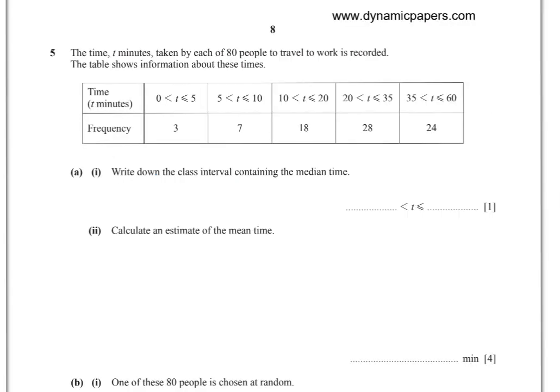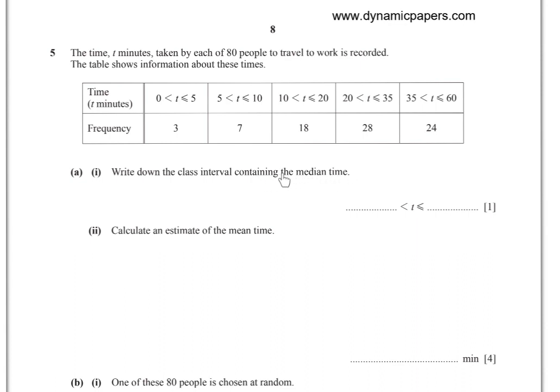Number 5, the time T minutes taken by each of 80 people to travel to work is recorded. The table shows information about these times. Write down the class interval containing the median time.